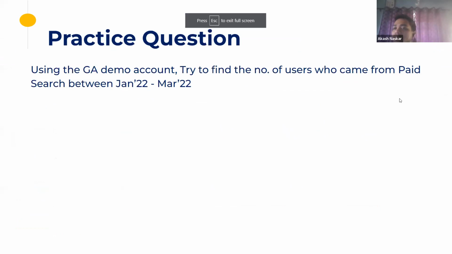Right? Again, you have to read the question well to understand. Here I'm asking, find the number of users. I'm not saying new users. Whenever only users is mentioned, that means all users. Whenever new users is mentioned specifically, that means it is only of new users. So this question is asking you all the users who have come from paid search between January 2022 to March 2022.